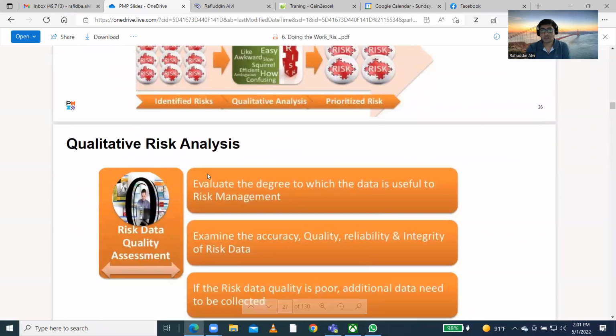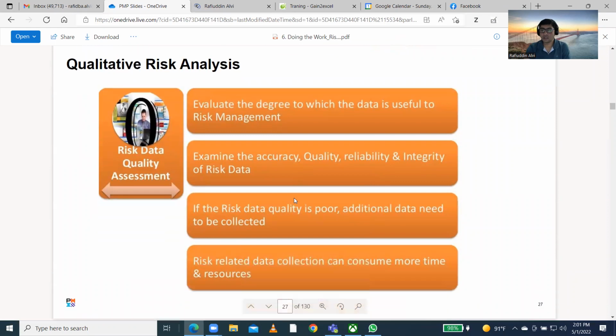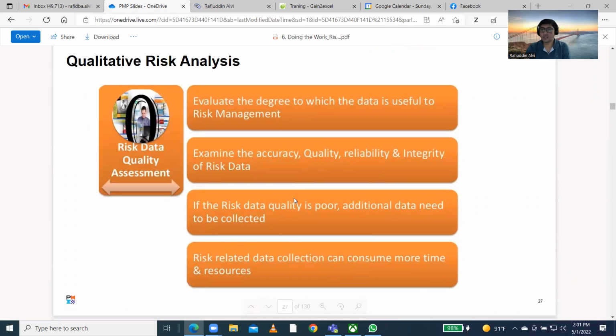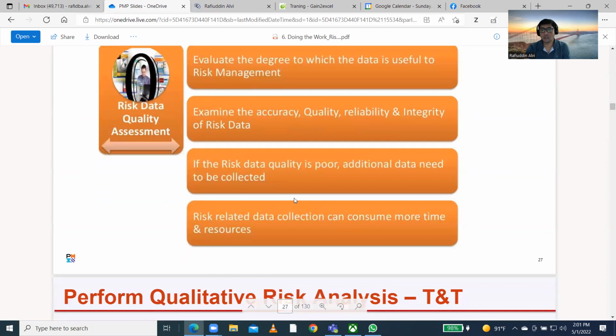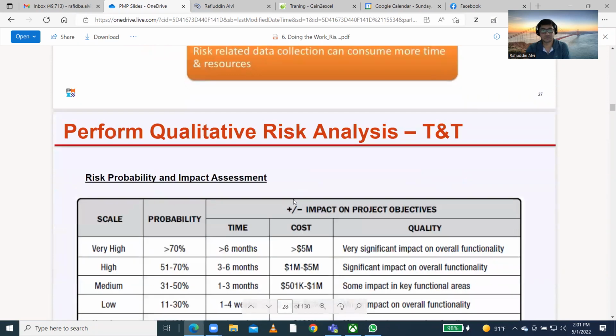So in the qualitative risk analysis, you do evaluation. You will see what the risk degree is, then you will examine the accuracy. Then you will see what the data quality is, whether it is poor or whether you need to make it more uniform. Then risk related to data collection can consume more resources. Sometimes if you are dealing with this stuff, you need more resources and more time also.